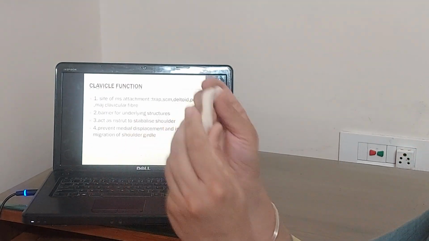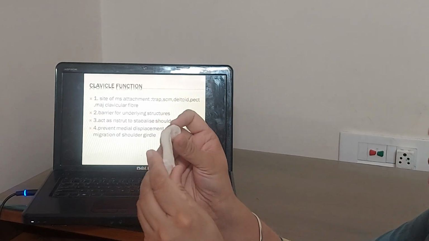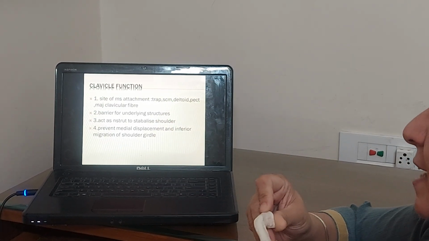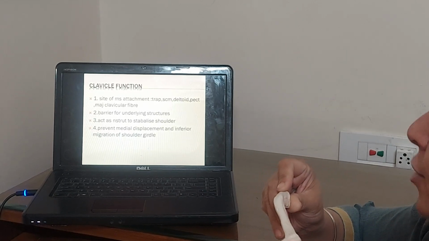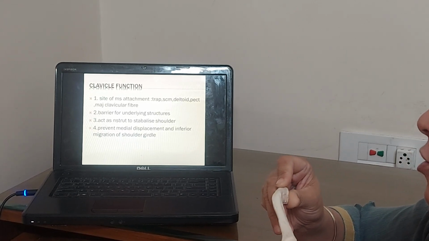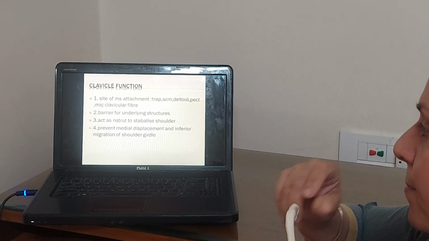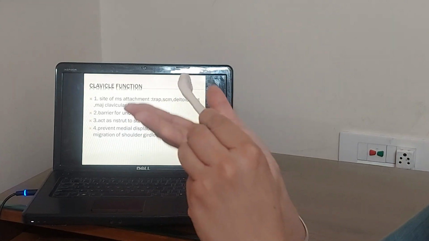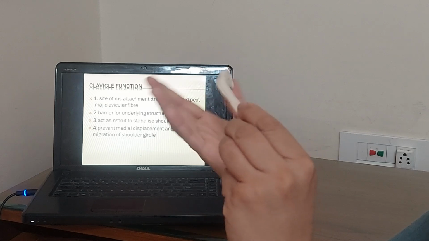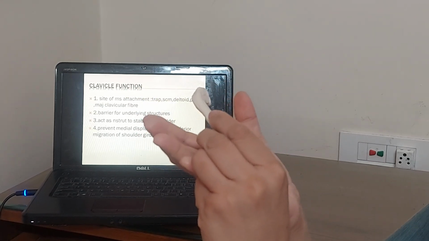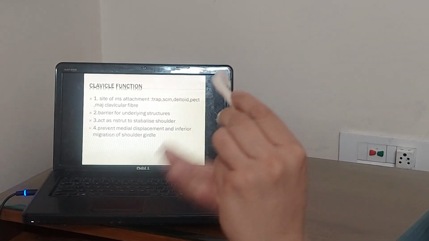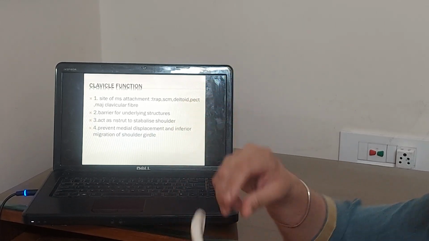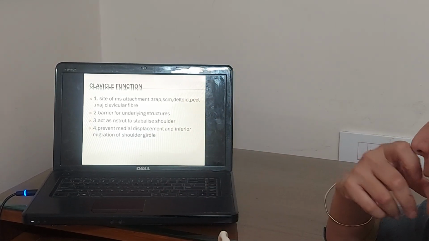Fine. Now what is the role of this clavicle? It becomes a site of muscle attachment for trapezius, sternocleidomastoid, deltoid, and the clavicular fibers of pectoralis major. Fine. It is a barrier for underlying structures. The clavicle plays a very crucial role because it protects the brachial plexus; you know that a bunch of nerves pass under it, so it becomes a barrier and a protector for the brachial plexus.